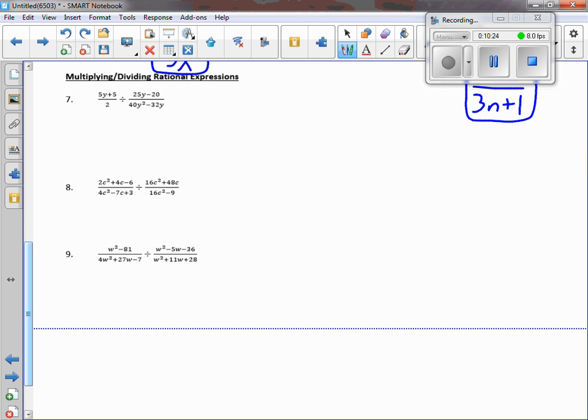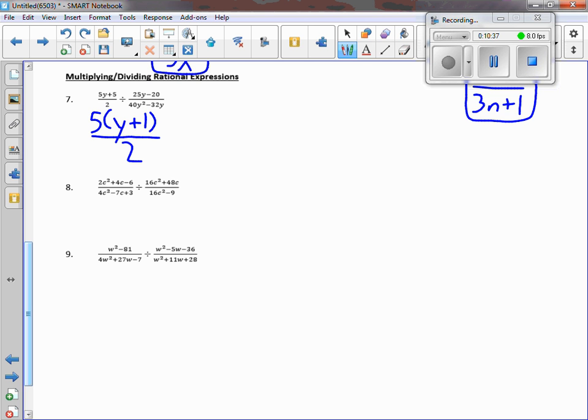So number 7, this first rational here, the top piece has a GCF of 5. Therefore, we'll factor it 5 times y plus 1 over 2. The second guy on top has a GCF of 5 also. That'll be 5. I'll get 5y minus 4. The bottom has a GCF of 8y. I'll get 5y minus 4.